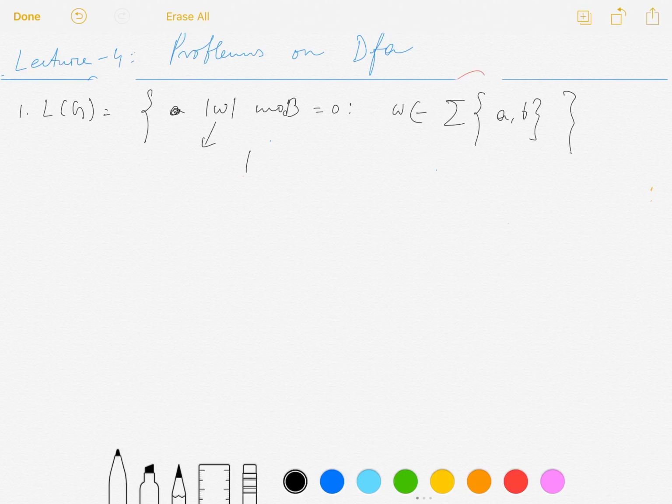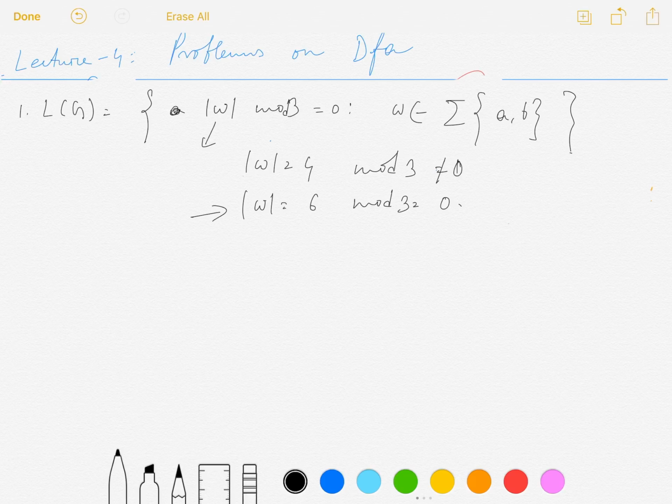That means if mod omega is 4, then 4 mod 3 is 1, that is not equal to 0. If mod omega is 6, then 6 mod 3 is 0. So a string of length 6 will be accepted by this DFA or machine, and a string of length 4 will not be accepted by this machine. So how to design such a DFA?